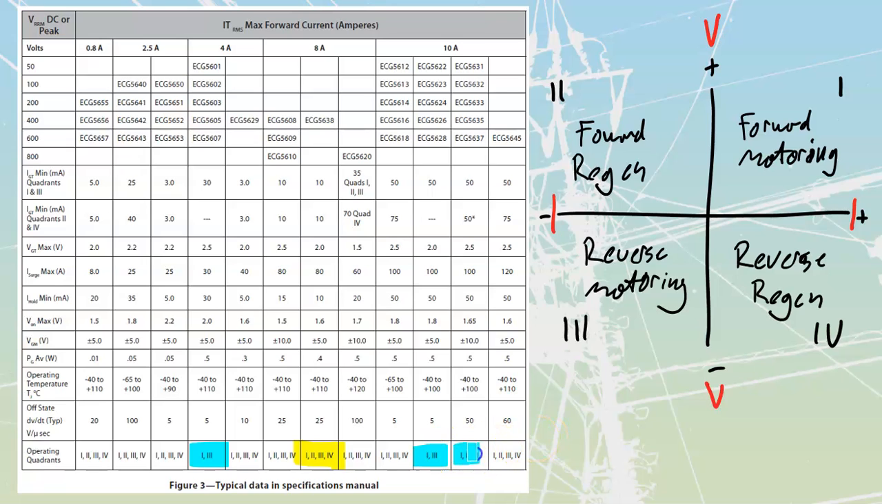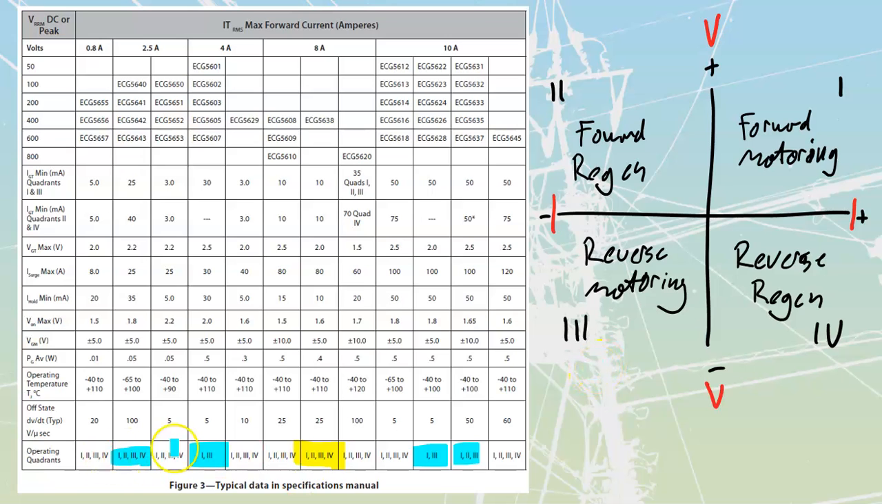This one over here is a little bit of an oddball because it's got 1, 2, and 3. It can do forward motoring, forward regeneration, and reverse motoring. But usually you're going to find your semiconductors are either good for all 4 or good for 1 and 3, which means we can drive current and voltage together through it, and current and voltage backwards through it.